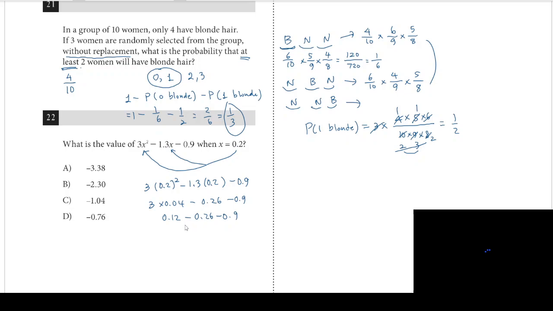So that's what? Okay, that's minus 0.14. So if you do that, that's negative 1.04. So the answer is C. Right. That's it for set 38 hard module, math hard module 2.